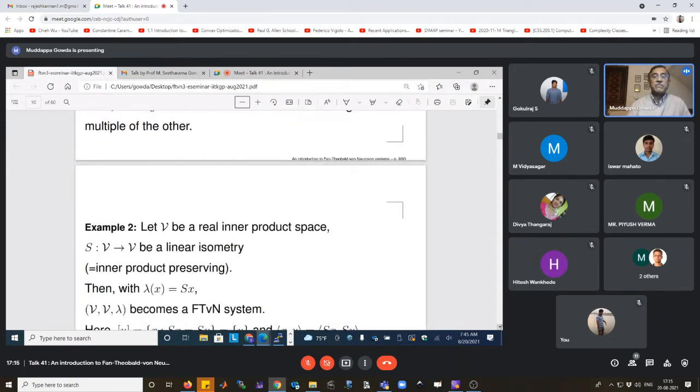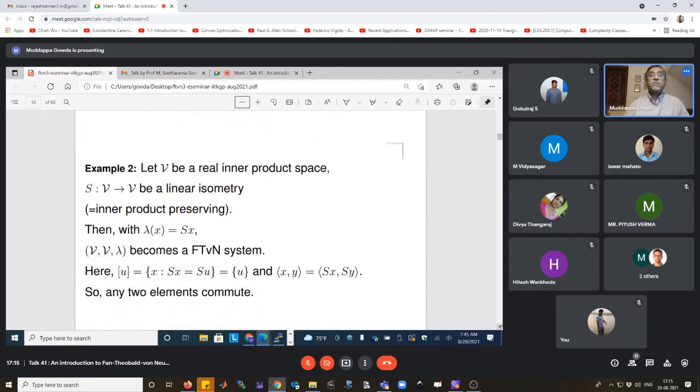Here is the second one, a simple one. Take V to be a real inner product space. Let S from V to V be a linear isometry. And we know that a linear isometry preserves the inner product. Then with lambda x equals S of x, this lambda goes from V to V. This triple V, lambda becomes an FTVN system.